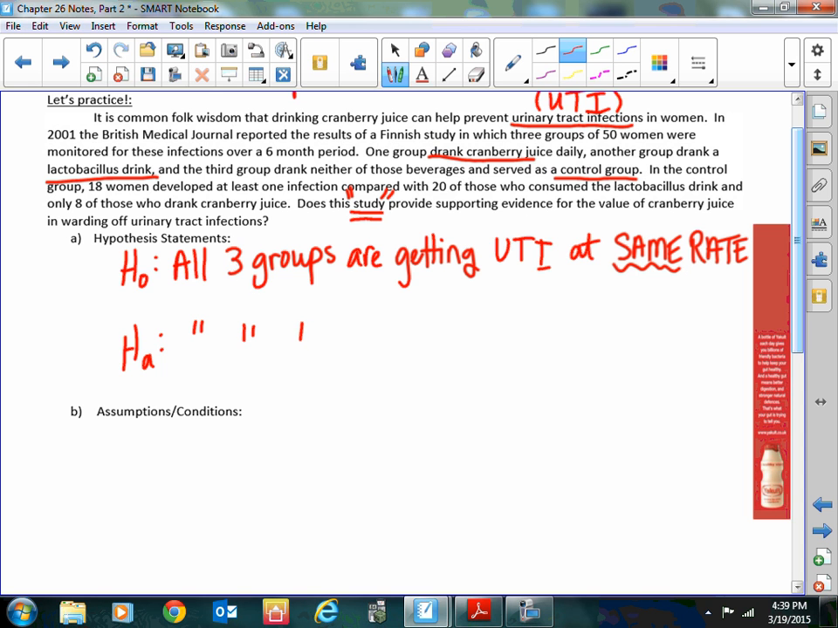And we're going to start it off the same. All three groups are getting urinary tract infections at a different rate. Or you could say the three groups are not getting it at the same rate. Either way. Call it a different rate, call it not the same, whatever.